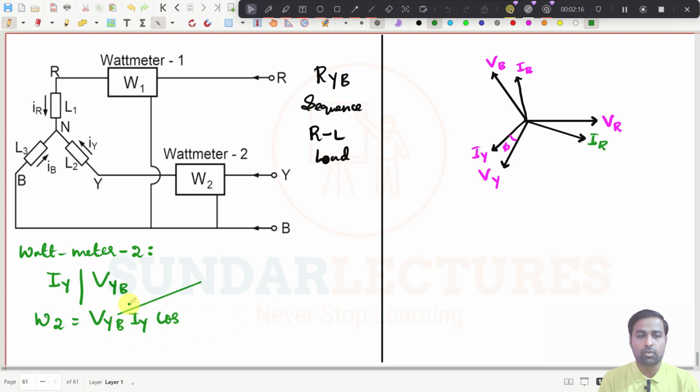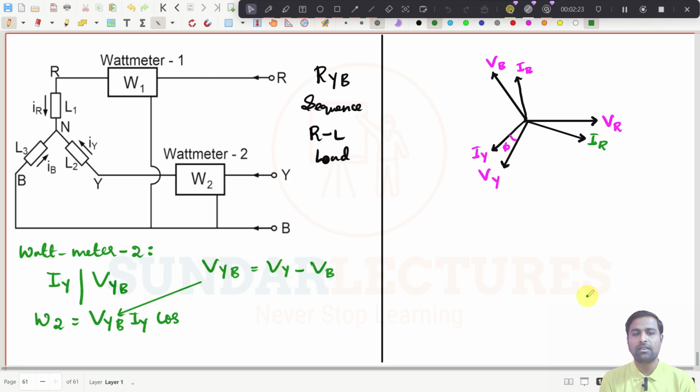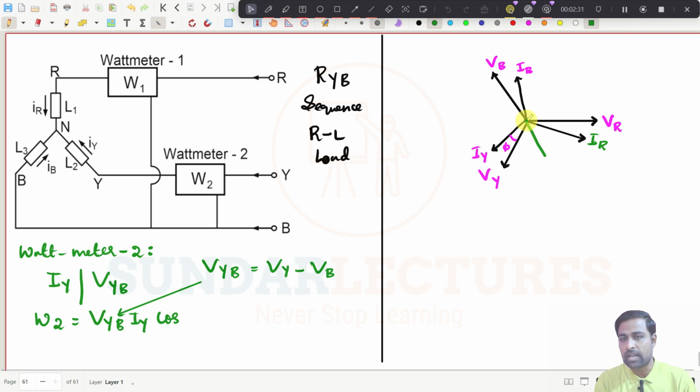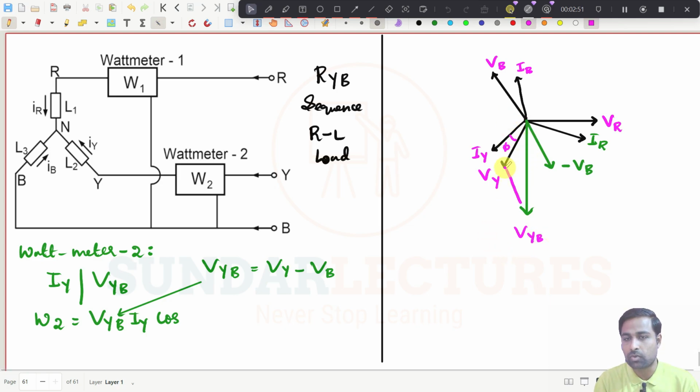So I will write this one. VYB can be written as what? It is VY minus VB, right? See here, VY is already here, and if I draw this value, it is nothing but minus VB, right? So I have drawn these two. VY is here, VB is here. So what is the resultant value? This value will be VYB. So if I add these two, just add.